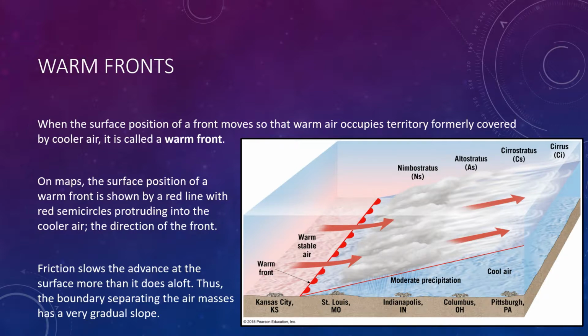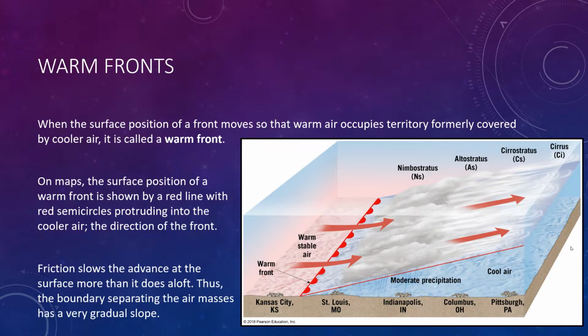East of the Rockies, warm tropical air often enters the United States from the Gulf of Mexico and overruns receding cool air. As the cool air retreats, friction with the ground slows the advance of the surface position of the front more than it does aloft. Stated another way, less dense warm air has a hard time displacing the denser colder air. For this reason, the boundary separating these air masses acquires a very gradual slope.